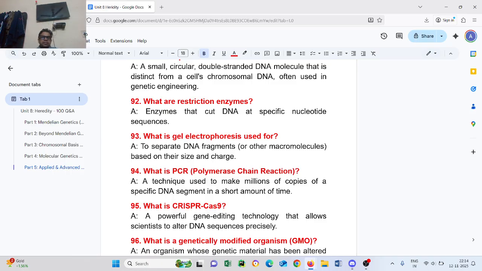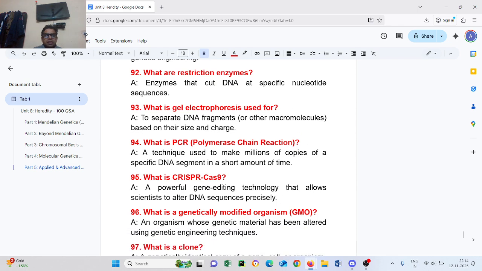Question number 95. What is CRISPR-Cas9? A powerful gene editing technology that allows scientists to alter DNA sequences precisely.